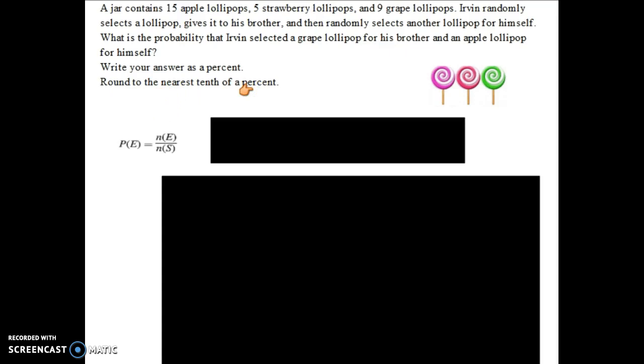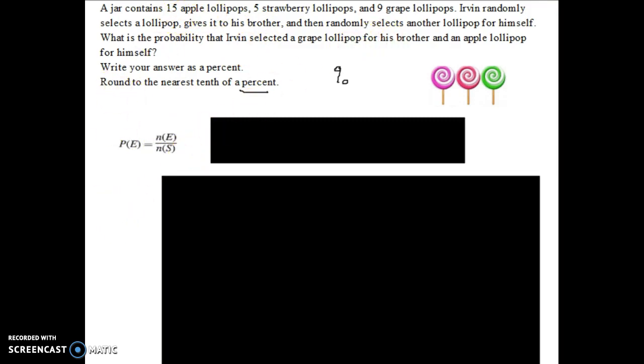So all you're going to do, if you look at the blank, it gives you a percent sign. So all you're going to do is make sure you put the answer as a 1/10 of a percent. So our formula, probability of this event happening, is going to be the favorable outcomes divided by the total number. And now, how many events? We have 2 events, right? So he's going to select 2 lollipops. So that's 2 different events.